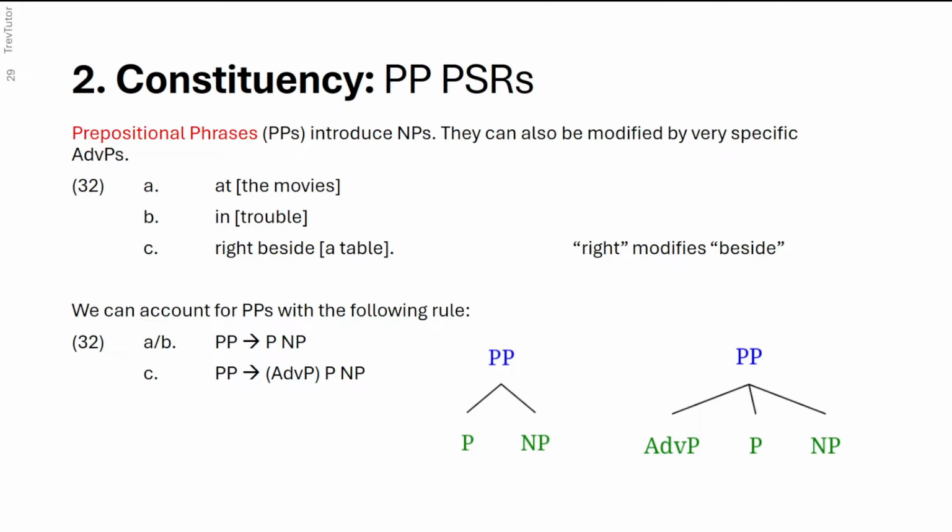Now, what about prepositional phrases? These are usually pretty straightforward because prepositional phrases are always going to introduce noun phrases. So at the movies, in trouble, right beside a table. For 32A and B, for at the movies and in trouble, we just have the nice PP breaking up into a preposition and noun phrase. So there will be more structure underneath the noun phrase, breaking things up into determiners, nouns, potentially adjective phrases, and other prepositional phrases. But because the preposition introduces the noun phrase, the noun phrase and preposition are sisters.